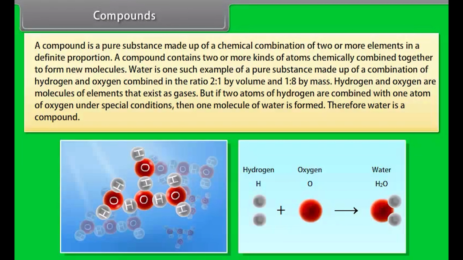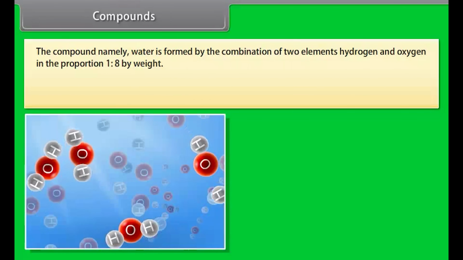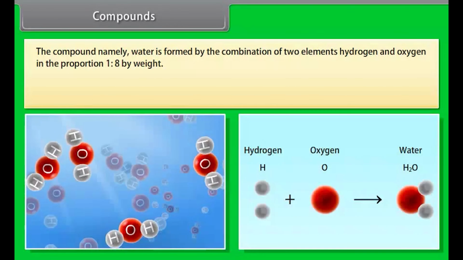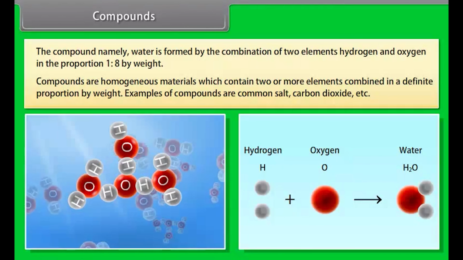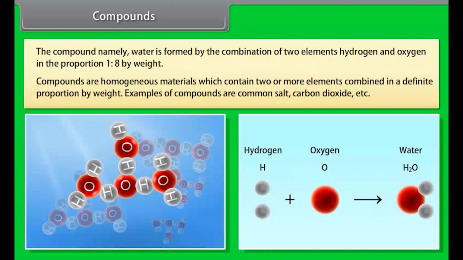Hydrogen and oxygen are molecules of elements that exist as gases. But if two atoms of hydrogen are combined with one atom of oxygen under special conditions, then one molecule of water is formed. Therefore, water is a compound. The compound, namely water, is formed by the combination of two elements, hydrogen and oxygen, in the proportion 1:8 by weight. Compounds are homogeneous materials which contain two or more elements combined in a definite proportion by weight. Examples of compounds are common salt, carbon dioxide, etc.